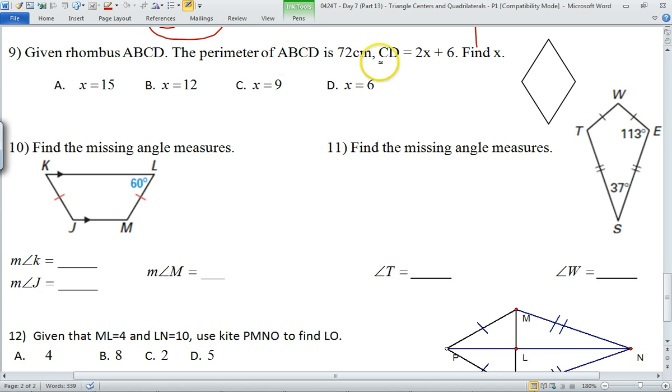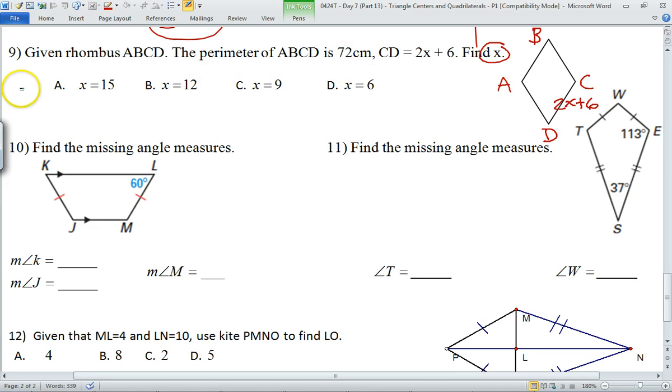Let's see, this is supposed to be A, B, C, D. So here I go, A, B, C, D. There's my rhombus. CD is 2x plus 6. So this is 2x plus 6. Then they told me the perimeter was 72, and I'm supposed to find x. Well, how do you find the perimeter of a shape? You add up all the sides, okay?